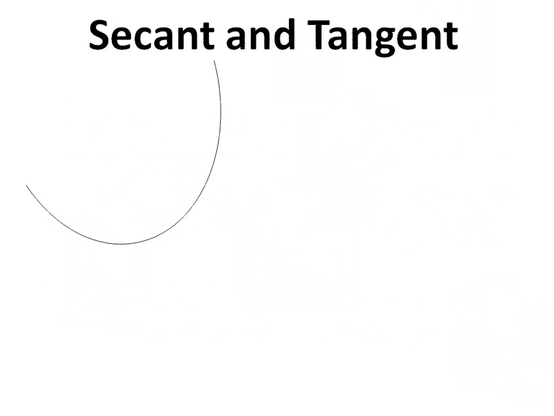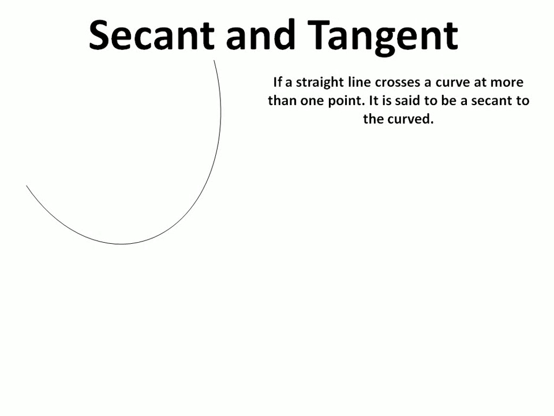So now we are going to be looking at the gradient of a curve, and we are going to be looking at secant and tangent. Some may pronounce it secant. My ancient mathematics teacher said secant, and I'm using that word also. So secant: if a straight line crosses a curve at more than one point, it is said to be a secant to the curve.